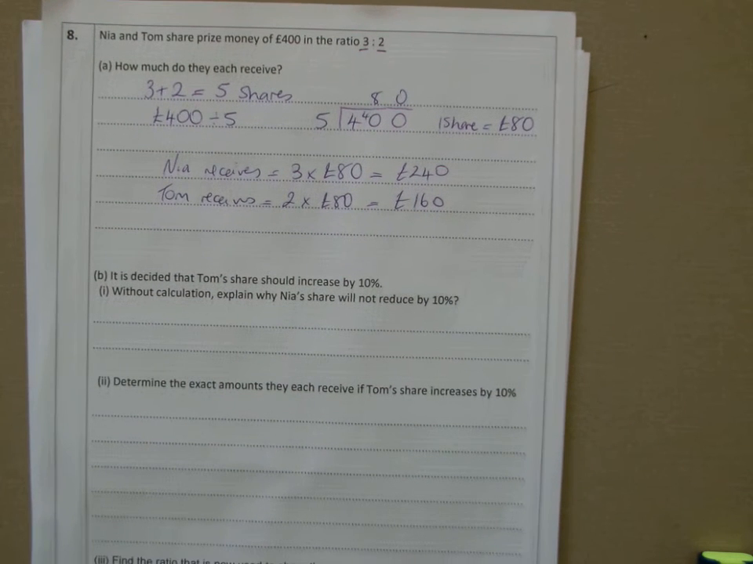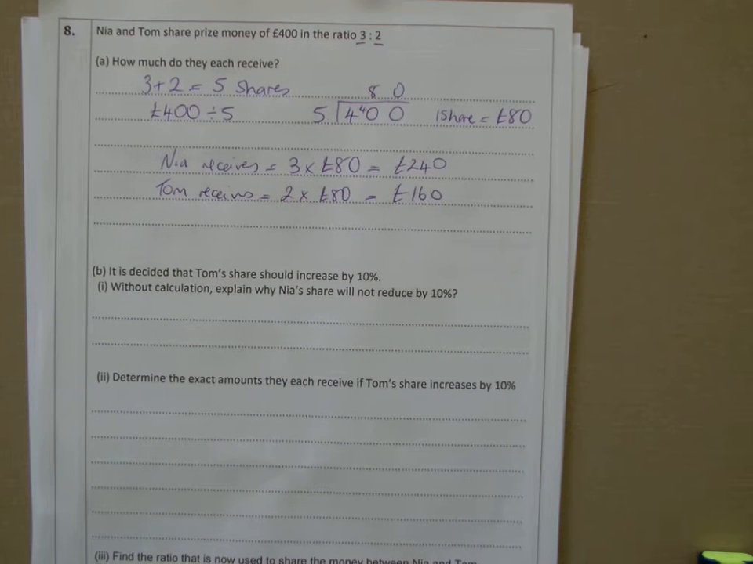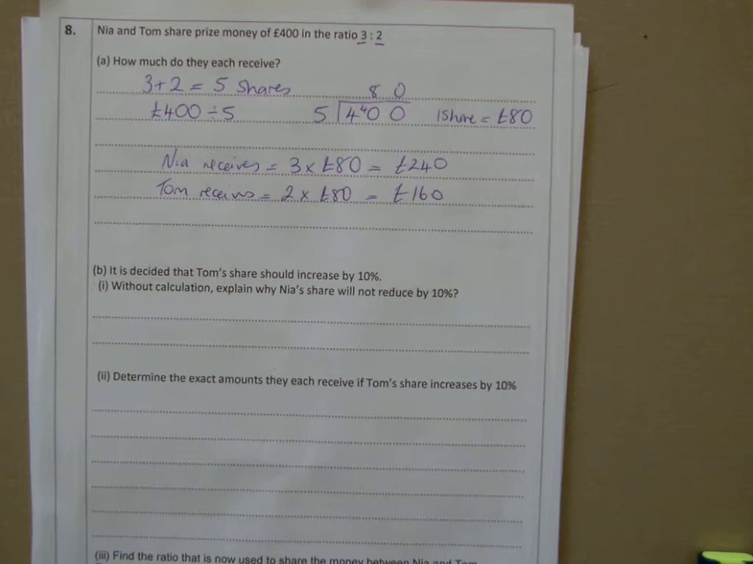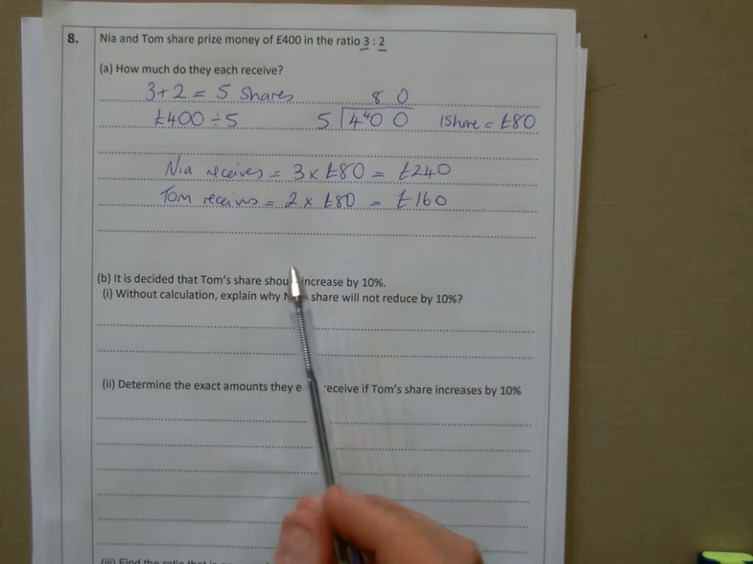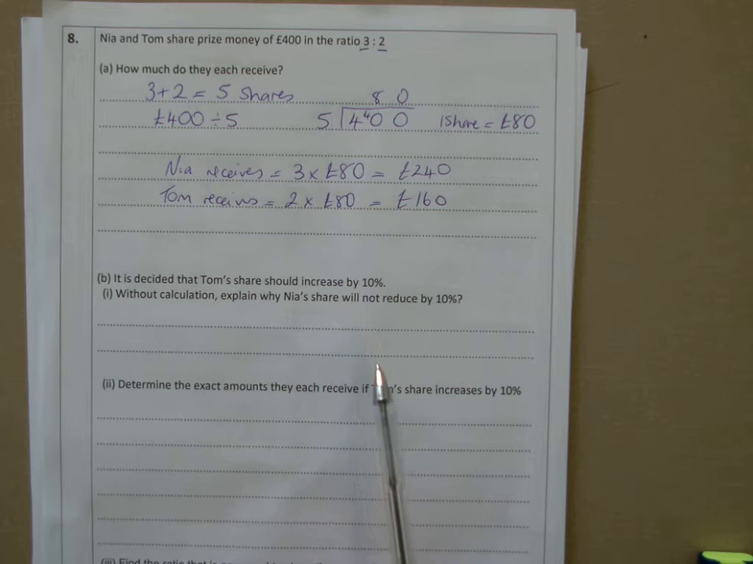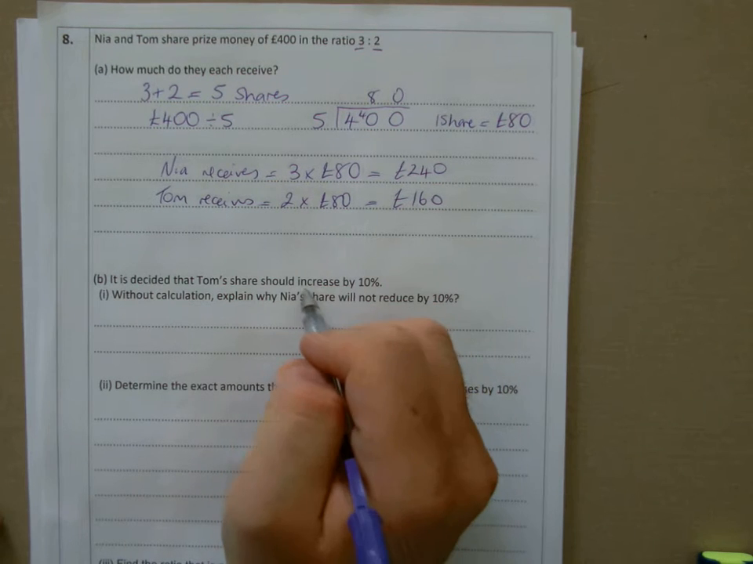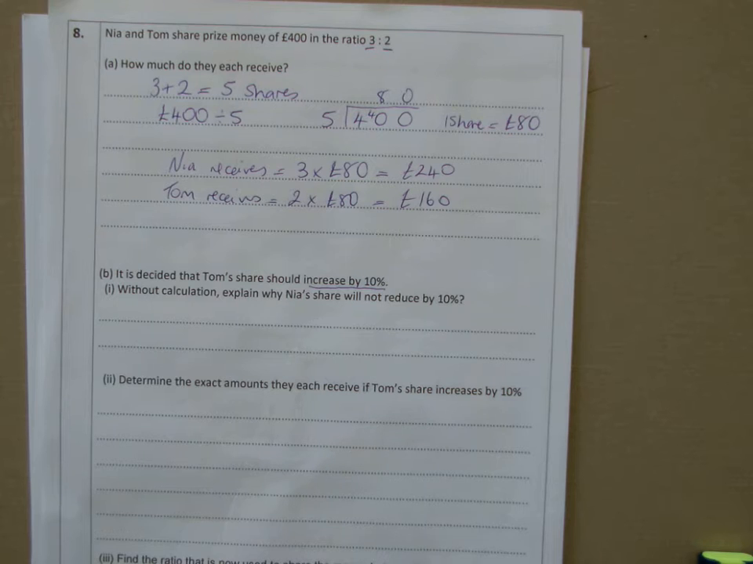In part B, it says it's decided that Tom's share should increase by 10%. Without calculation, explain why Nia's share will not reduce by 10%. Well, if you think about it sort of logically, you'd be thinking, well, if Tom's going to get more, then Nia's got to get less, yeah? Because more of the money will be going to Tom now, if he's having an increase of 10%, so that's got to come from Nia's share.